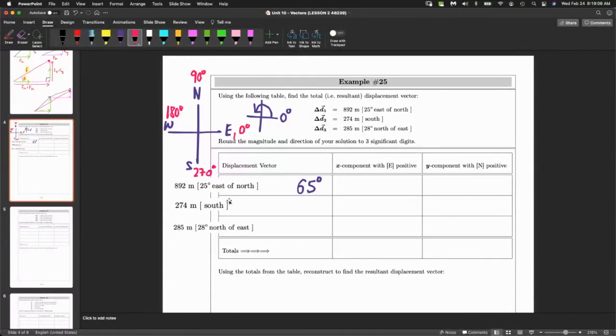So what we have in the first example, which is 892, 25 degrees east of north, is really just two numbers. And those two numbers that you need to have here are the magnitude, which is 892 meters, and the direction, which is 65 degrees. Now, what would be the next one? So the next one's 274 meters. And what is south? What angle is south? Well, I've mentioned south already as 270.